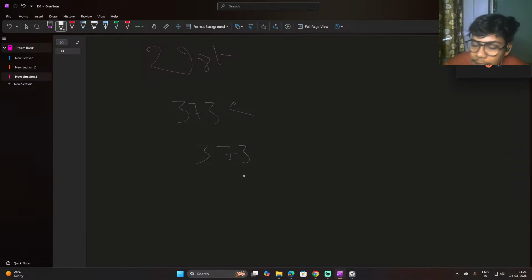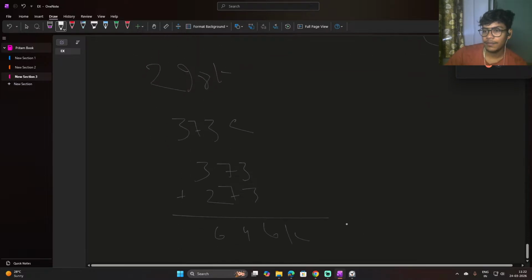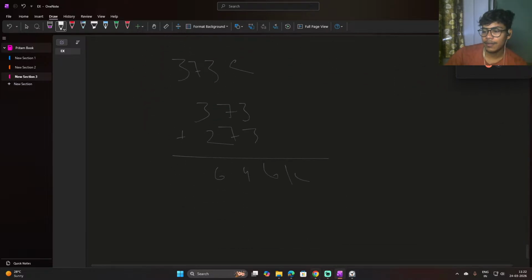Why? Because it's 373 degrees Celsius, right? So what do we have to do? We know 0 degrees C is 273 K, so we just add 373 and 273. Three threes are 6, seven plus seven is 14, carry 1, three threes are 6: 646 Kelvin. So one is 298, one is 646.